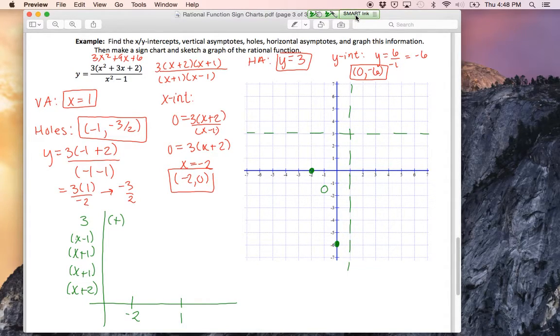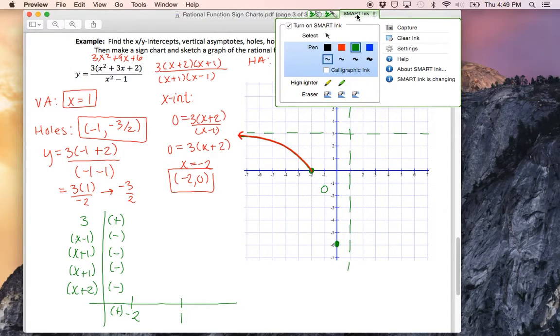I'm going to use -3 as my x value. -3 - 1 is -4, so that's negative. -3 + 1 is negative. -3 + 1 is negative. And -3 + 2 is negative. So 4 negatives and a positive is going to give us positive values. So from negative infinity to -2, this graph is above the x-axis, like that. Change my colors. Okay.